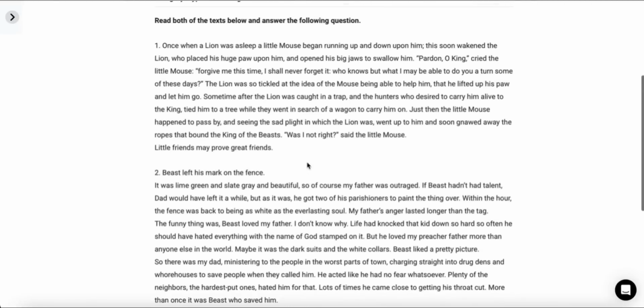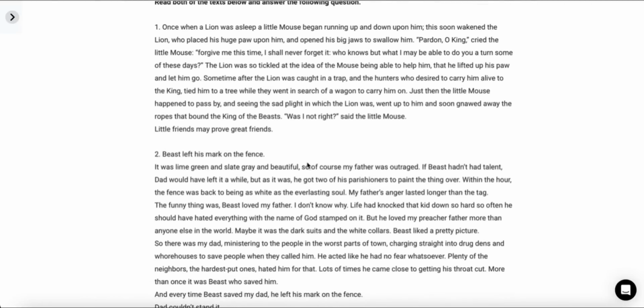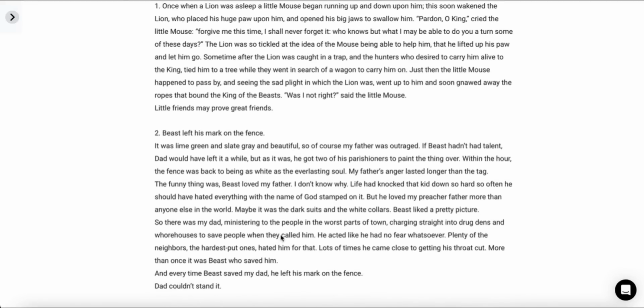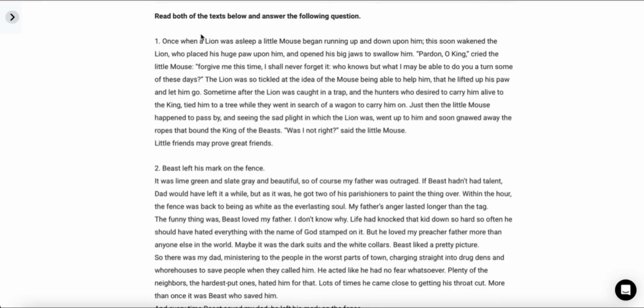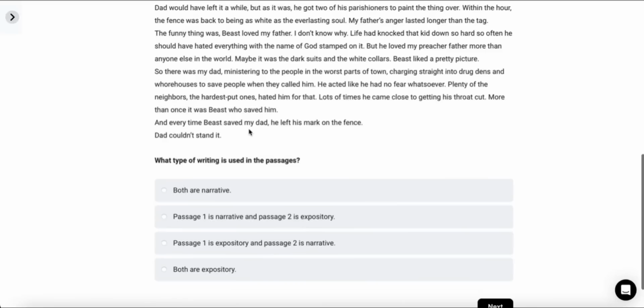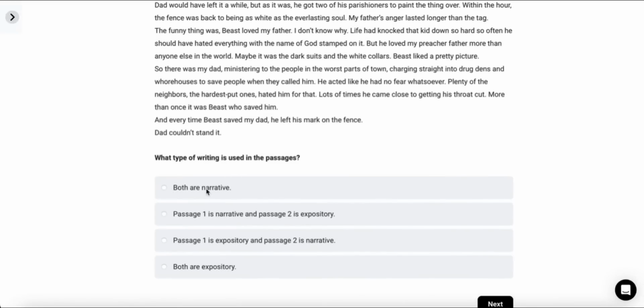Both of these passages are telling stories. Notice that the second passage here uses the perspective of the first person. And the first text here is from the perspective of third person. Nevertheless, they're both stories. So the correct answer is the first one. They're both narratives.